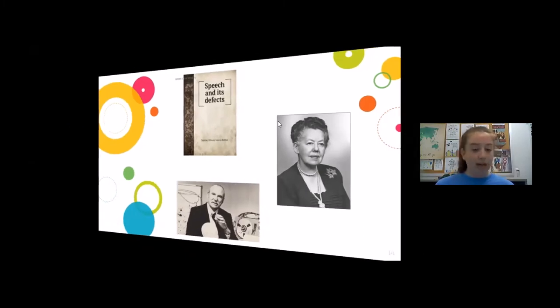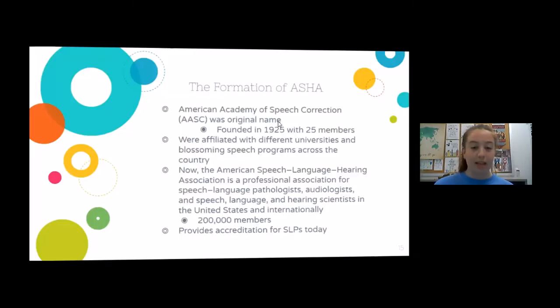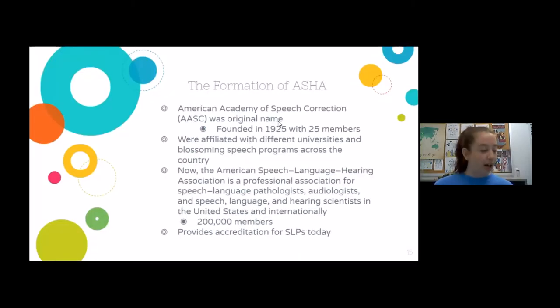The formation of ASHA occurred in 1925. It was originally the AASC, and ASHA is the American Speech-Language-Hearing Association. It was founded in 1925 with 25 members, and all these members were affiliated with different universities and blossoming speech programs across the country. Now this association is a professional association for speech language pathologists, audiologists, and speech scientists, with over 200,000 members. And this is the organization that provides certification for SLPs today.